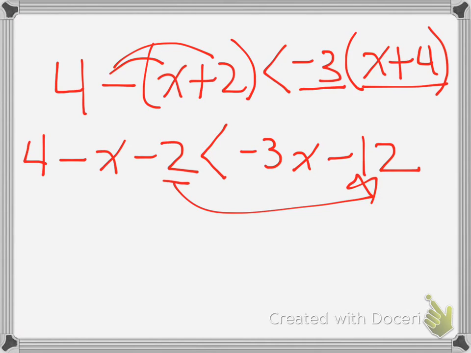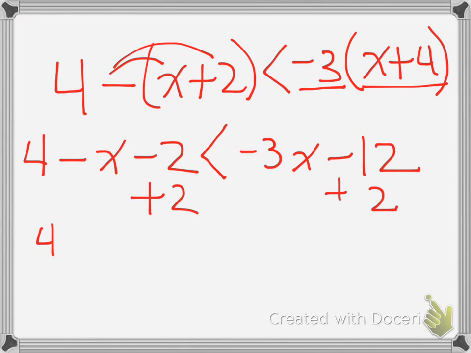And there's shortcuts to it, and I'm sure in your head you can think of different shortcuts. But I'm going to add a 2 here, and that means I have to add a 2 to the other side. So then what I'm going to get is a 4 minus x less than negative 3x minus 10.